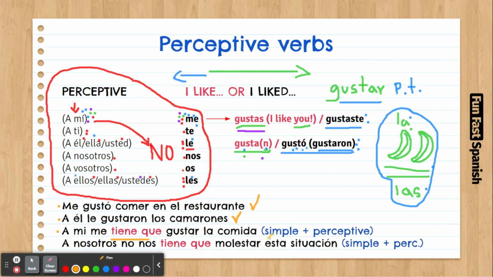So, simple plus perceptive. Simple is tiene que, and a mí me tiene que gustar because it's perceptive. So, yeah, nice example, and also advanced: a nosotros no nos tiene que molestar esta situación. Simple, we have here, tiene que. Perceptive, because it's a nosotros nos molesta. So the combination of both will be a nosotros no nos tiene que molestar esta situación. We don't have to be bothered by this situation.